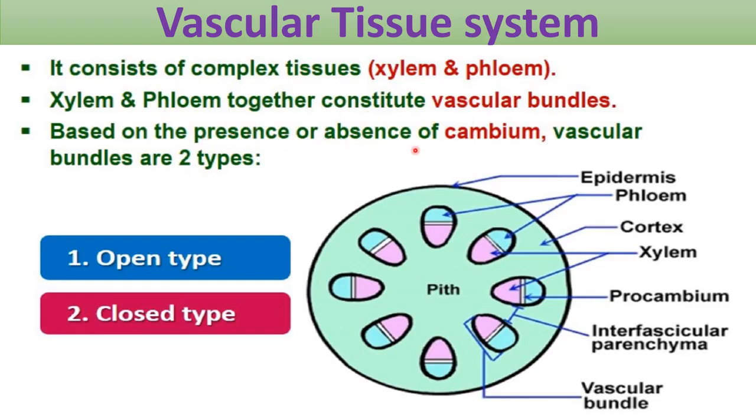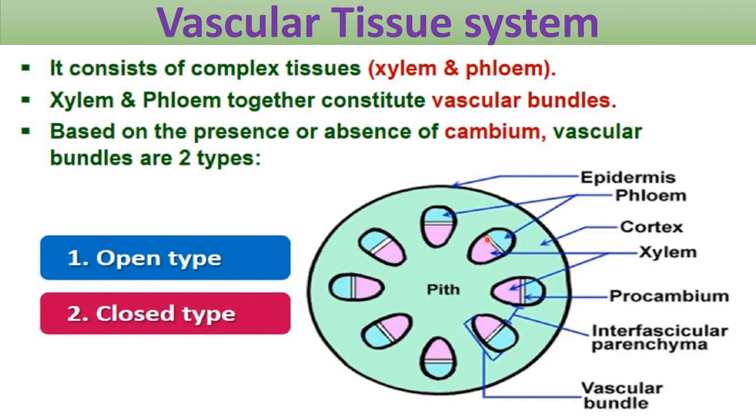Based on the presence or absence of cambium, which is also a layer of cells, vascular bundles are of two types. It can be open type or closed type. See here in this diagram, these are vascular bundles. Okay, this part is phloem here and this is xylem. And this complete structure having xylem and phloem is making a vascular bundle.